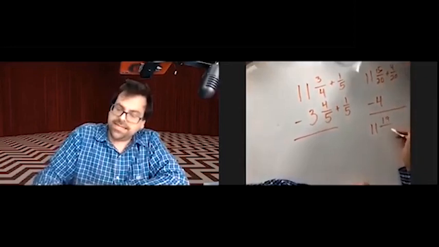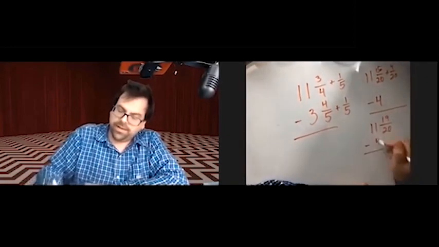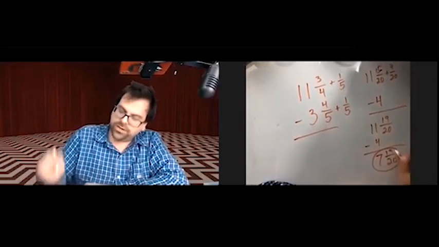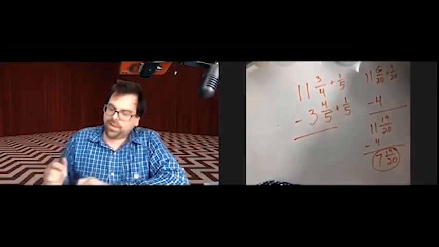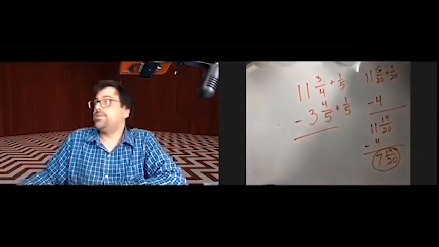That's 11 19/20 minus 4. 11 minus 4 is 7. 19/20 minus nothing. The whole point of using the trick. We have 7 19/20 inches.